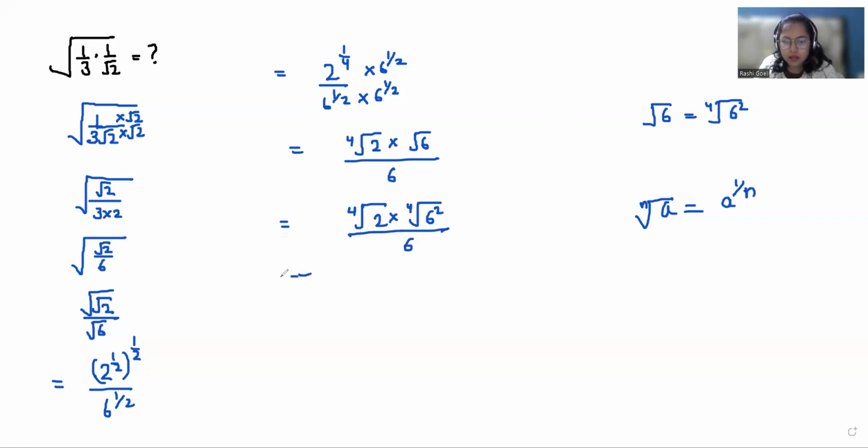By 6. So combining, we can write it as 4th root of 2 times 6 times 6 by 6. So 4th root of 72 by 6. This is our final answer.